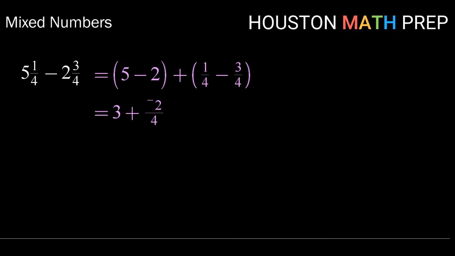Here, we need to be able to subtract or add a negative 2/4. So we're going to trade in 1 from the 3 and make that 2 plus 4/4 plus negative 2/4. If we combine the 4/4 plus -2/4, we get 2 and 2/4, or simplifying, 2 and 1/2.